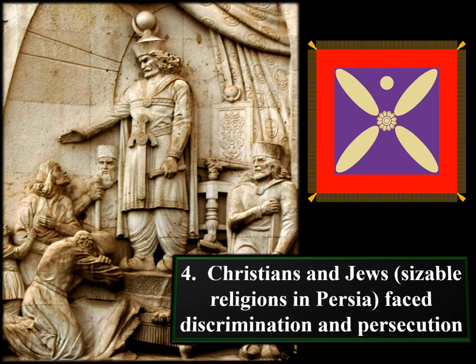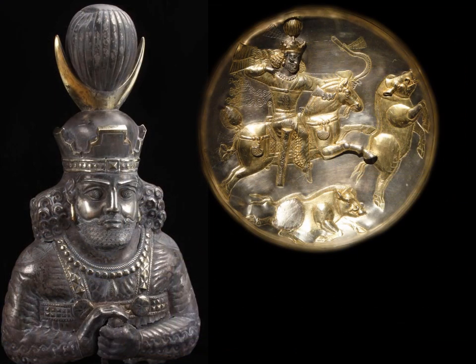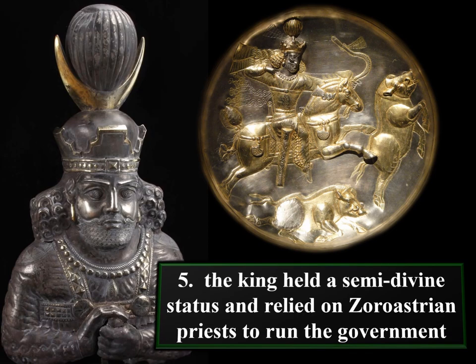Christians and Jews, which were sizable religions in Persian territories by this time, faced discrimination and persecution by the Sassanid Persians. The king or emperor held a semi-divine status and relied on Zoroastrian priests to help him run the government, to be his bureaucrats.